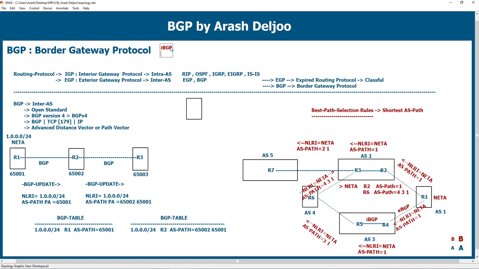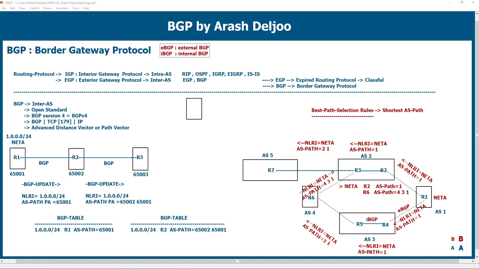iBGP and eBGP are the abbreviations of internal BGP and external BGP. Maybe you ask me that BGP is an exterior gateway protocol. Why should we use BGP inside of the AS? Here there is an important note.